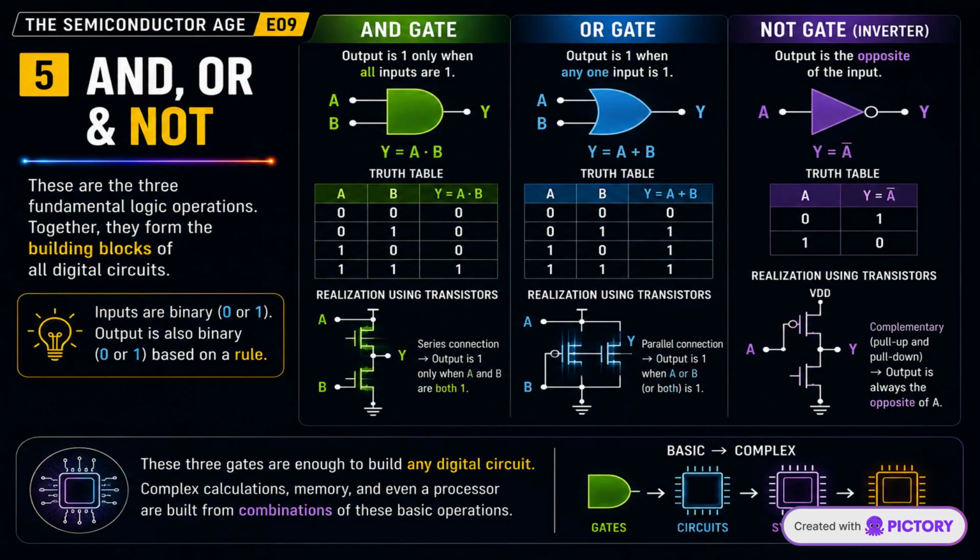The basic logic operations are AND, OR, and NOT. AND requires both inputs to be true. OR requires either input. NOT reverses the input. By combining these simple rules, electronic circuits can make increasingly complex decisions.